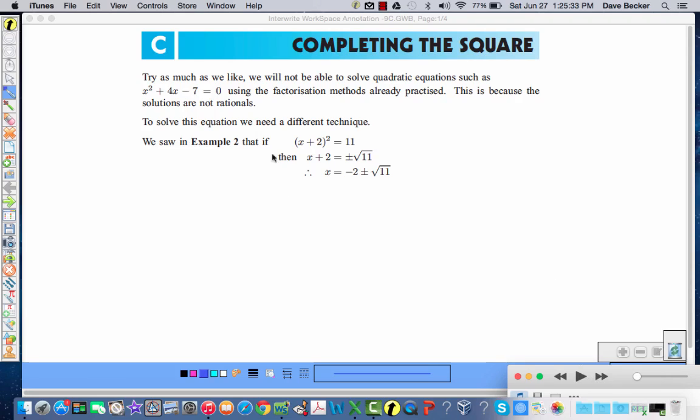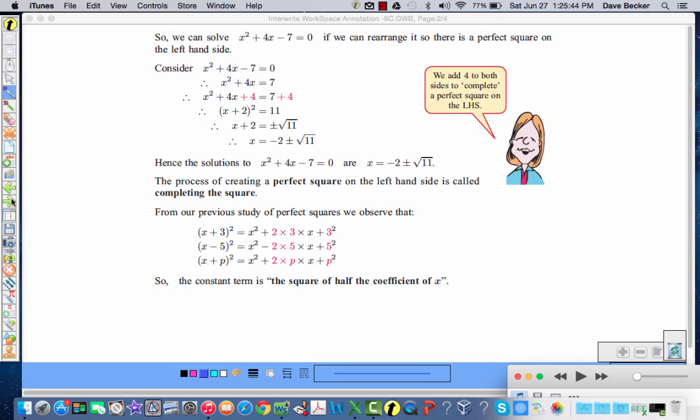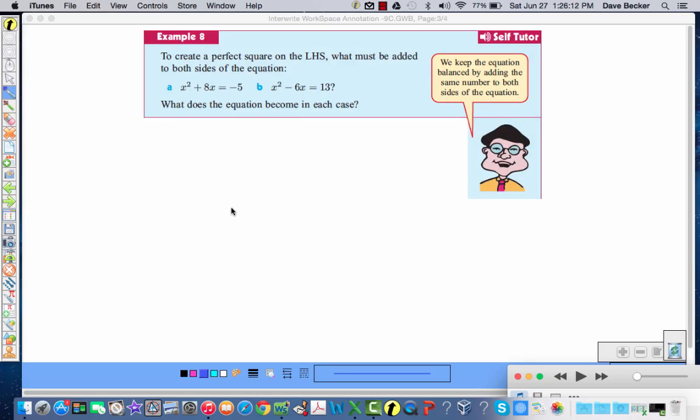It is wonderful because if you are of the form x plus 2 to the quantity squared, then you can easily solve it as shown right here. But in order to get into that format, we have to use a method called completing the square. And we do that by forming a perfect square trinomial on the left-hand side of an equation. And to do that, we have to do a little bit of algebraic manipulation. This is a nice little explanation as to what's going on.